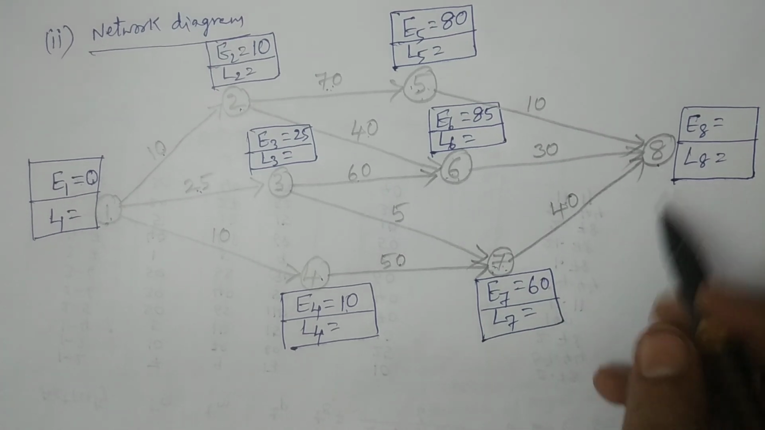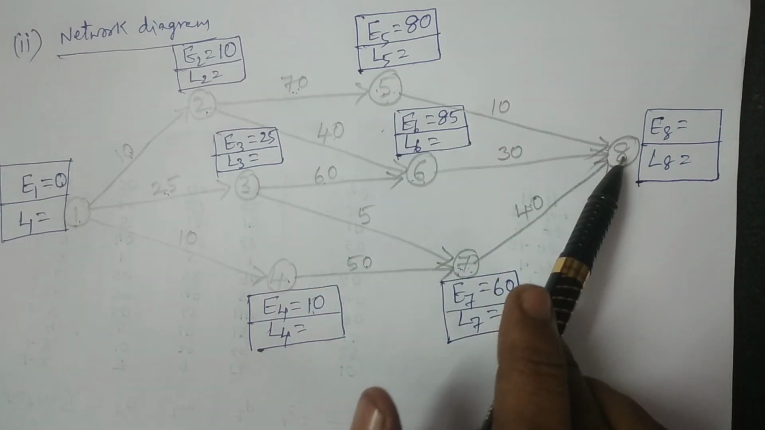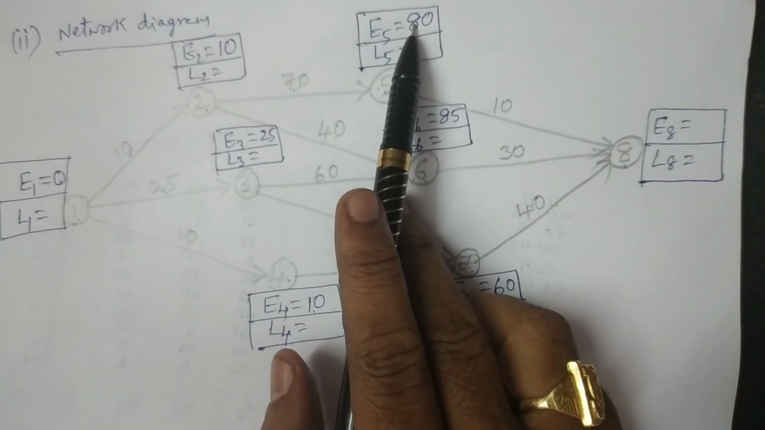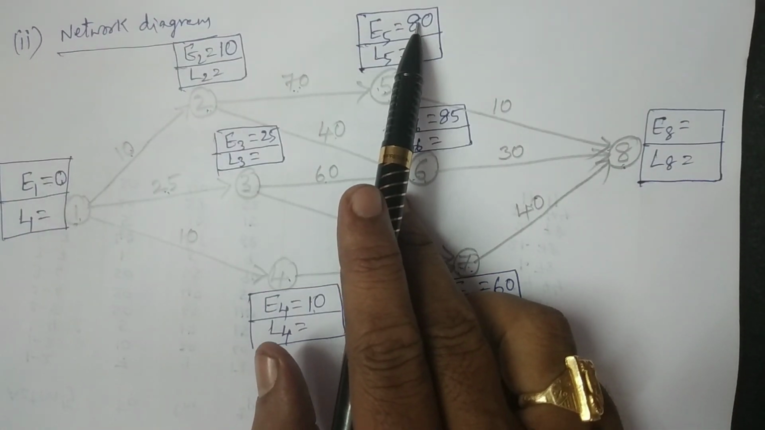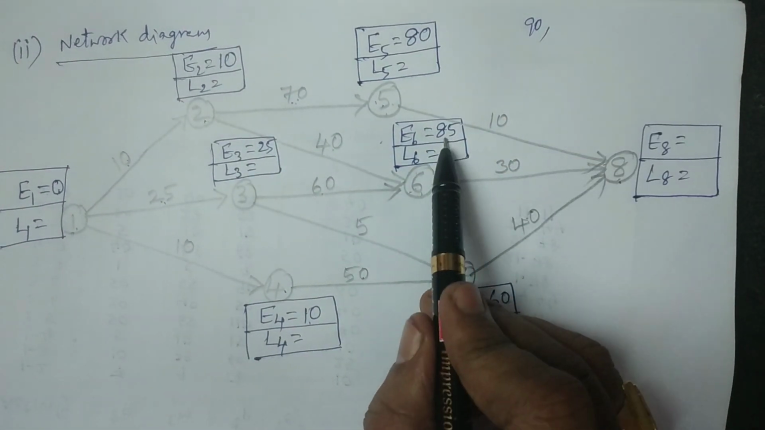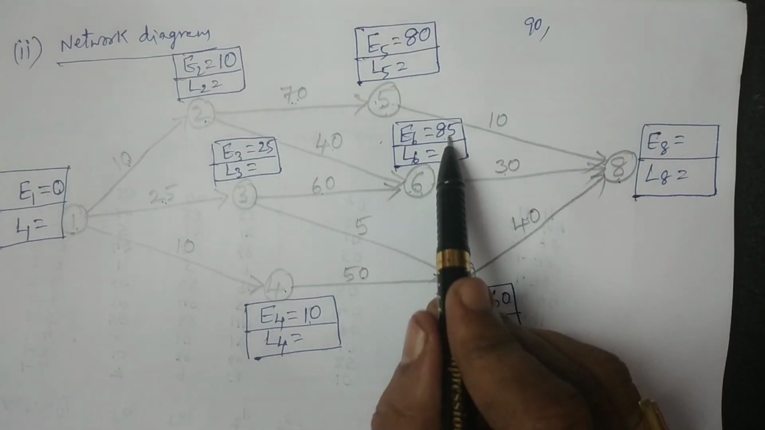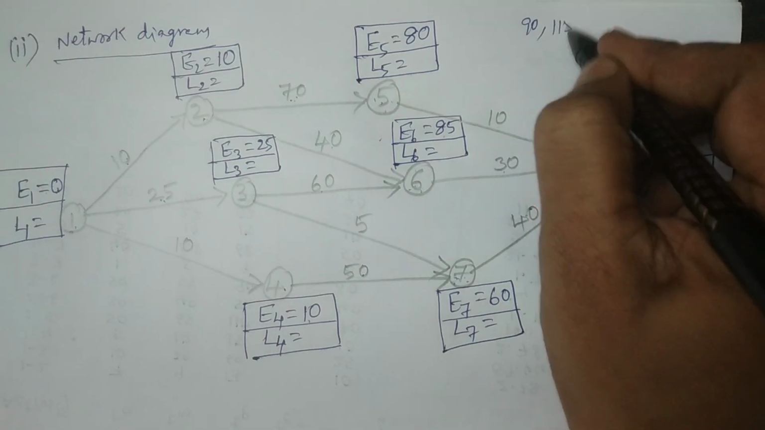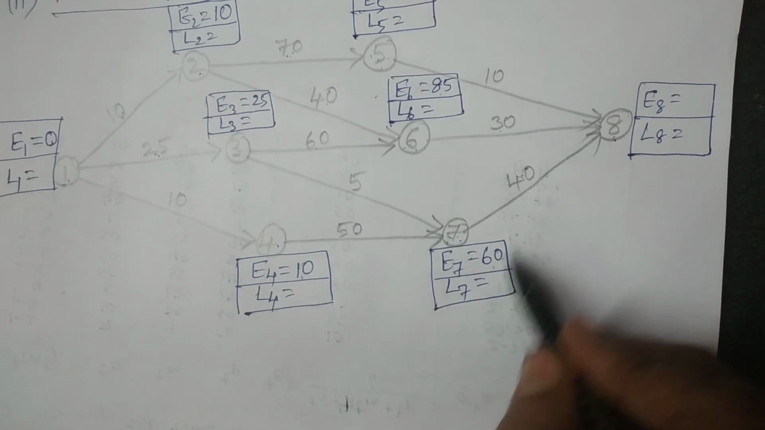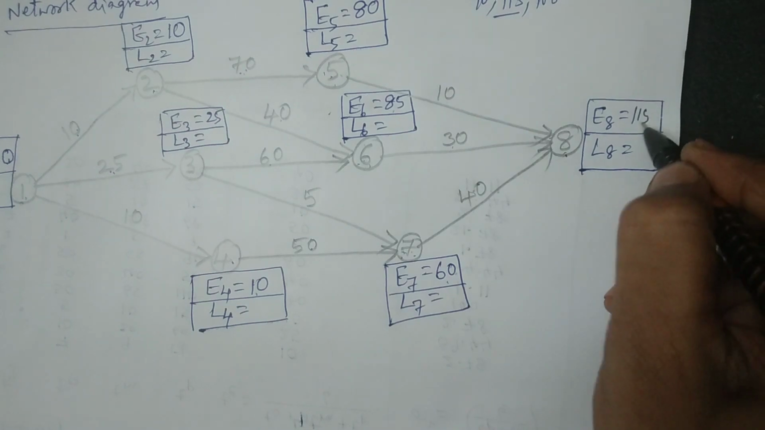And then you have to move to the eighth, the last node. We have three connectors, 5 to 8, 6 to 8 and 7 to 8. Clear? Therefore you have to calculate all the values and take the maximum. 80 plus 10, that is 90, I'm writing here. And 6 to 8, that is E6 plus D6, 85 plus 30, it is 115. And then E7 plus D7, 60 plus 40, it is 100. The maximum is 115.